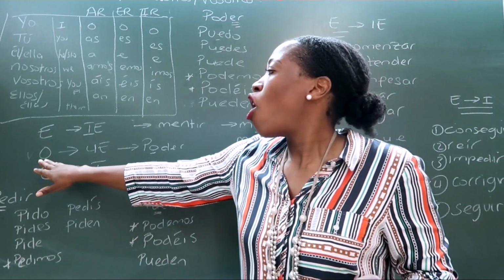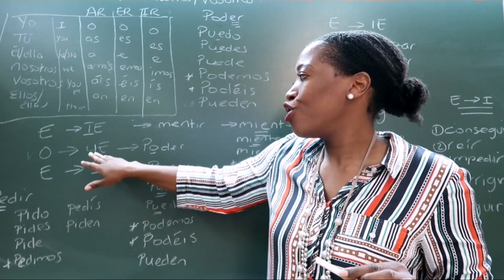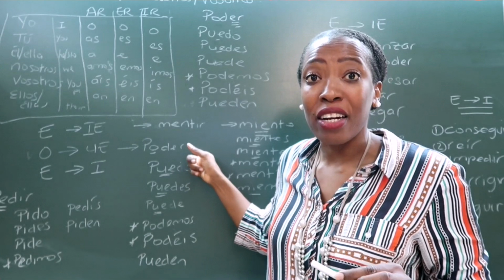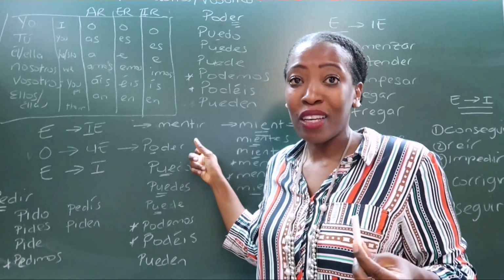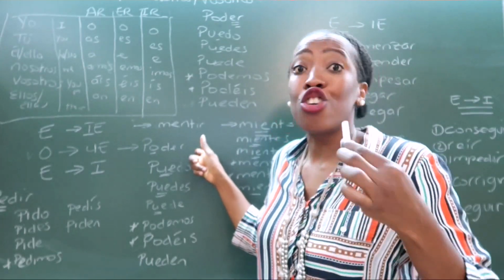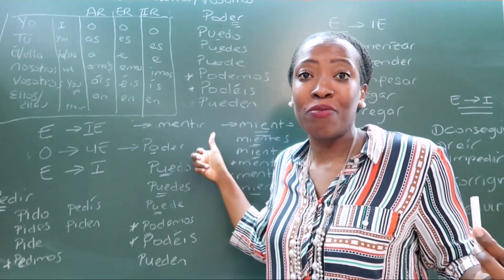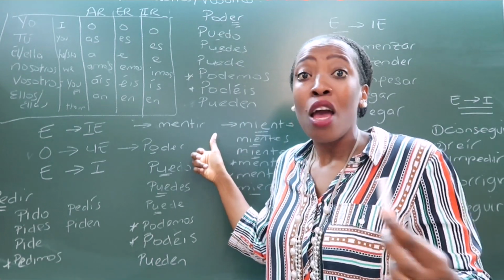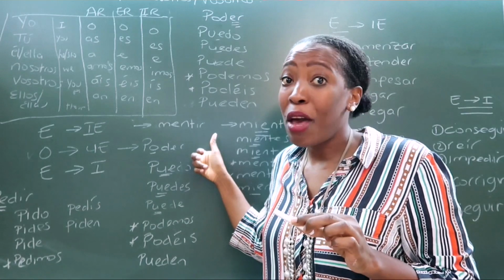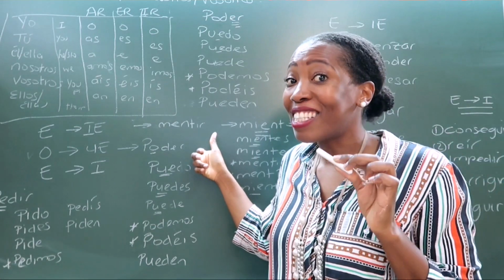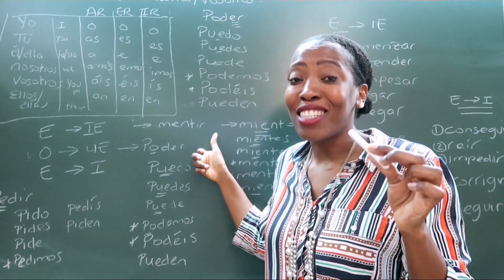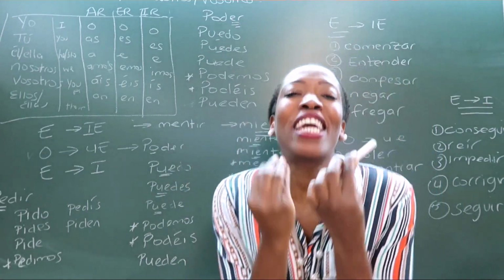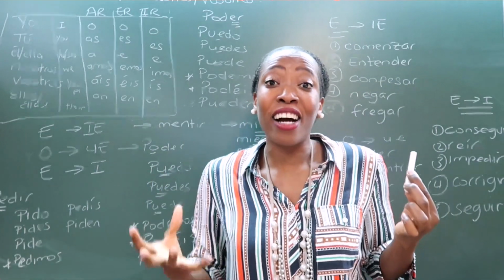And then you have O verbs that change to UE, like poder, to be able to. Okay, can, to be able to. Yo puedo hacer de todo. I can do everything. Nosotros no podemos. Podemos stays the same. We can't. No podemos.